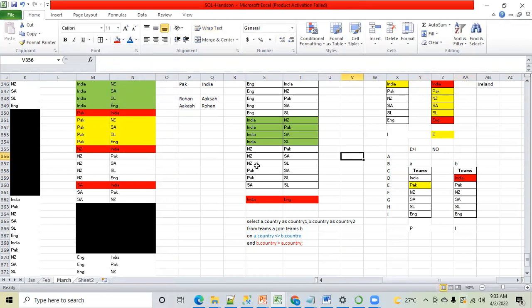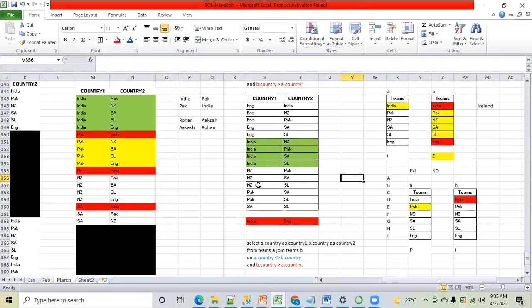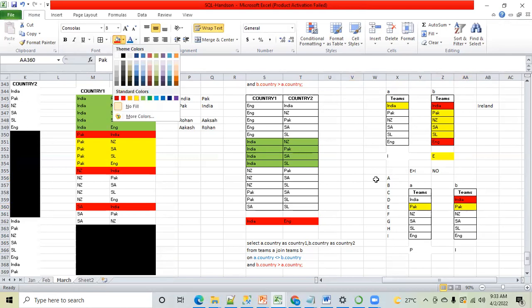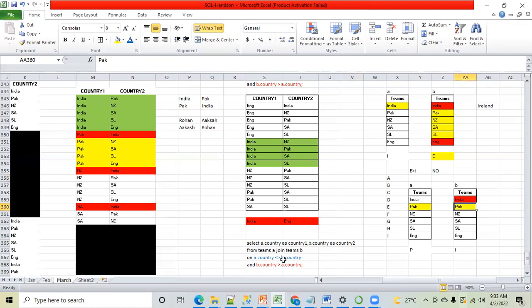Please check, do you have the Pakistan with India combination? It is not present here, so we skipped Pakistan with India. Now the next record, Pakistan with Pakistan. Will you get this record? No. Why? Because the first condition is failed here. Similarly, you need to check the other records.